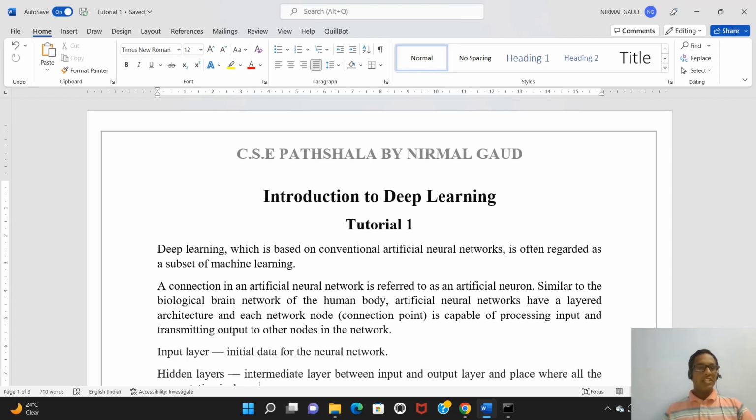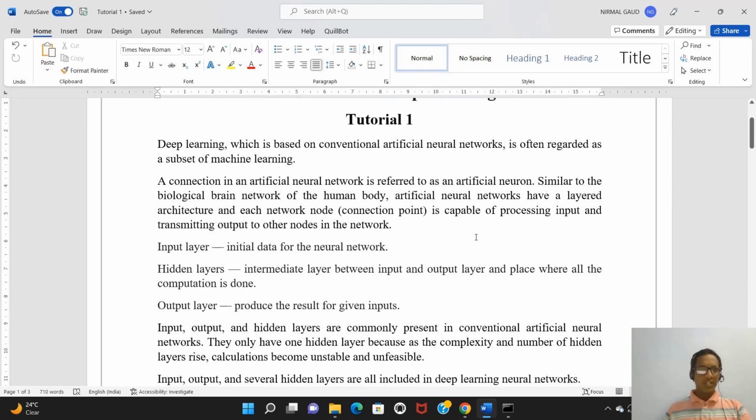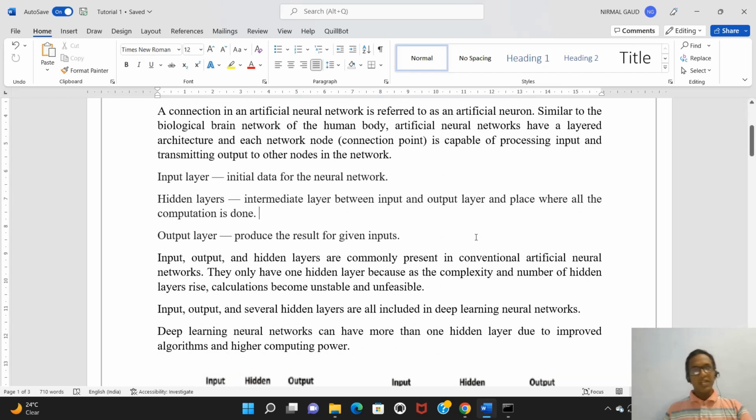Neurons are the computing elements, and to these computing elements we give the inputs, that is the data, for the processing. So here basically we have the input layer. The input layer consists of the initial data which we give to the neural network for the computation. Then there are intermediate layers, called the hidden layers, and this layer is between your input layer and the output layer. All types of computations are done inside these layers only. Then comes the output layer, where we produce the results for the inputs which we have given for the computation. So these three layers are available in your artificial neural network: the input layer, output layer, and hidden layer.